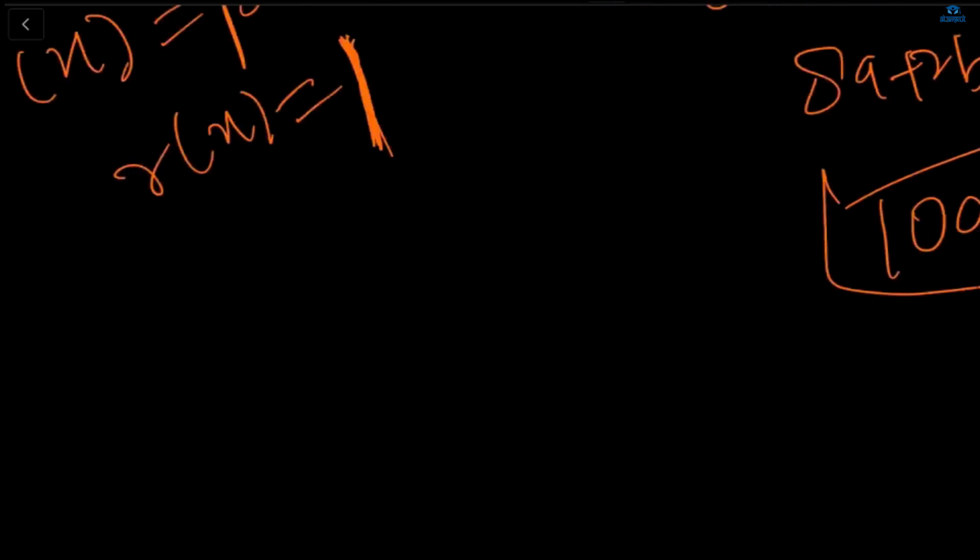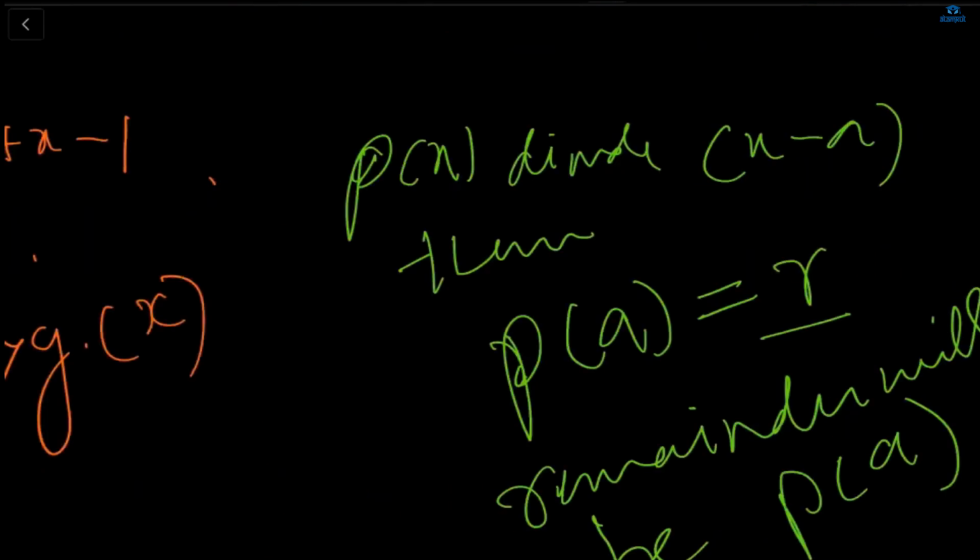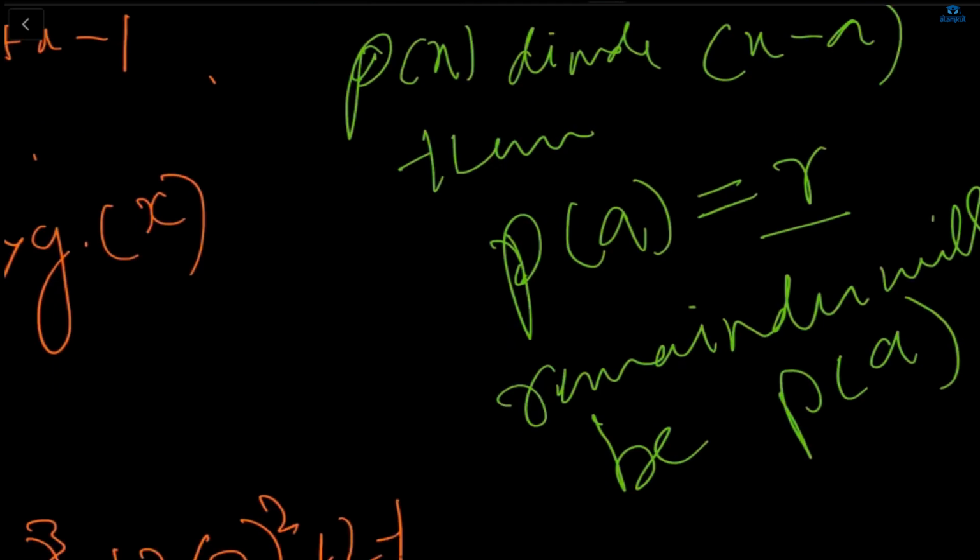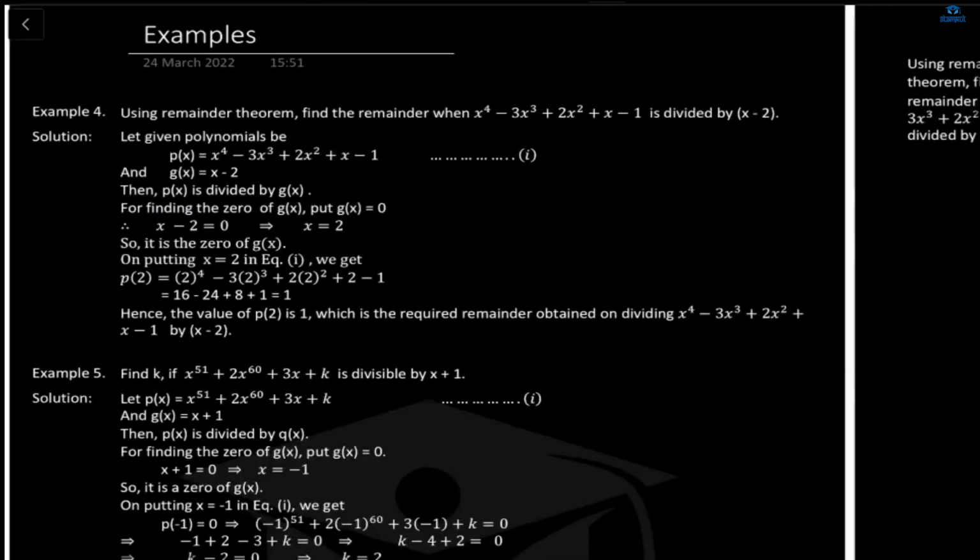So it is not very difficult. You just need to remember some of the concepts. If you're dividing, what will the remainder be? If it is a factor or fully divisible, then the remainder will be 0. And what does the remainder theorem say? If you divide a polynomial p(x) by g(x), then the remainder will be p(a), where a depends on the value of g(x).